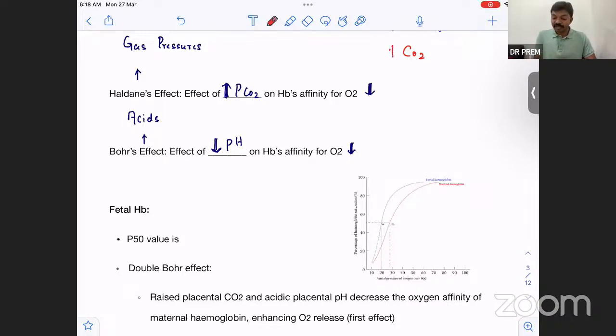In the case of increased carbon dioxide, as the partial pressure of carbon dioxide itself rises, you're going to find a drop in affinity. And what is this effect? It is called Haldane's effect.